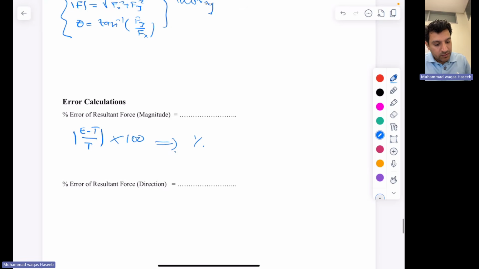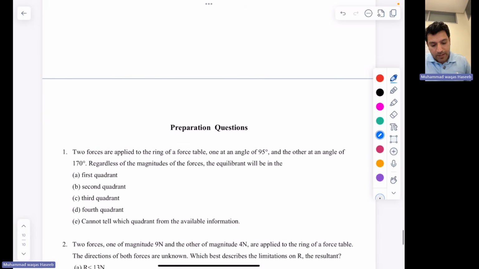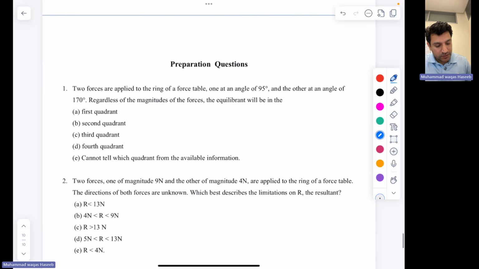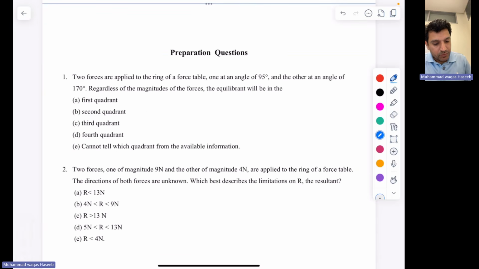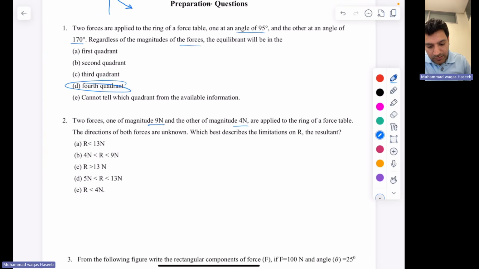Okay, so you need to calculate the percentage error in force and in the direction. So here we calculate direction. This is force from theory. Okay, so these are two questions: for example, two forces are applied, one at an angle of 95 degrees and the other at 170 degrees. Regardless of the magnitude of the forces, for the equilibrium, if we draw the coordinate system, 95 is in the second quadrant and 170 is also in the second quadrant. So the third force has to lie over here, which is the fourth quadrant.